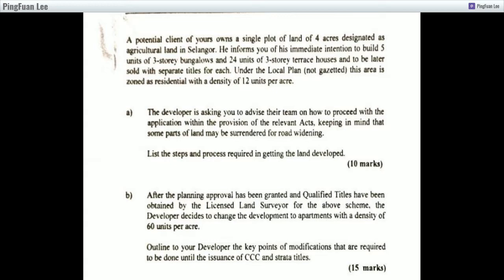But here's the thing, when you want to develop a piece of land, especially if you're talking about phasing, maybe you want to build. The way I understand this question is this is a two-phase development. The first phase will be 5 units of 3-story bungalow, and then the 24 units of 3-story terrace houses as a later phase. This is how I read this question. I'm not certain if I'm reading this right or wrong, but maybe you guys can give an opinion on this.